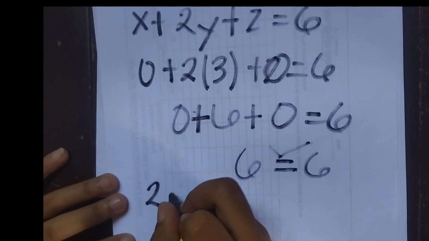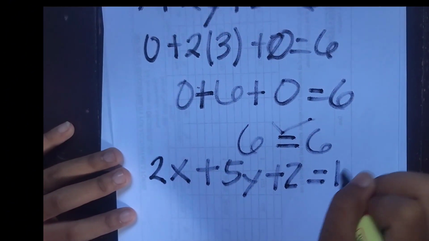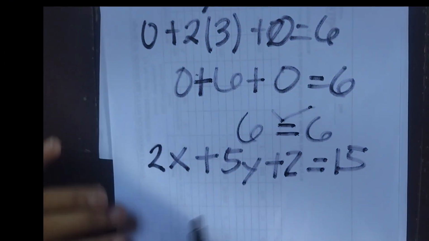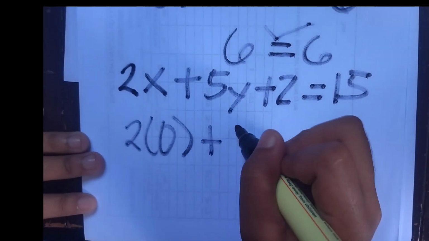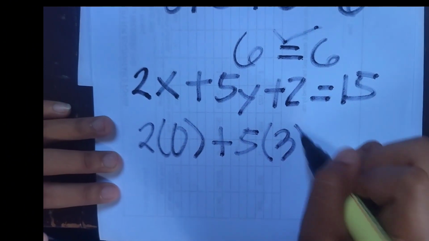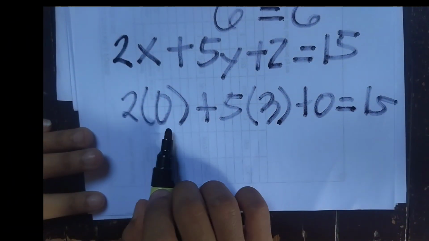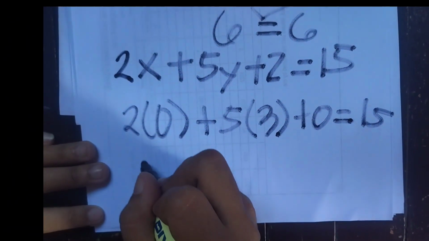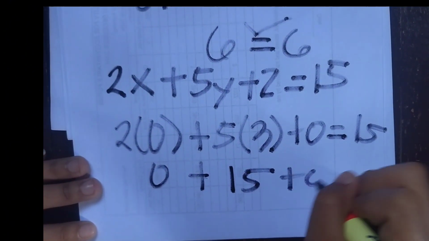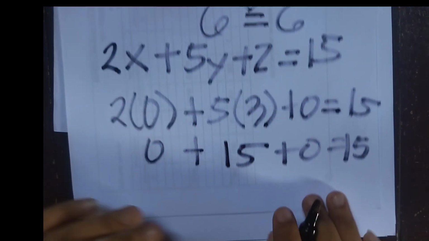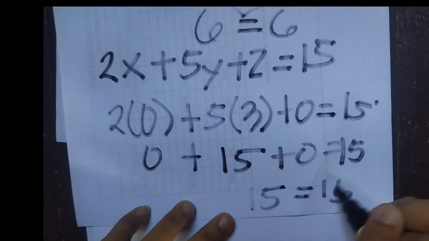Now, atong i-try ni, equal ba? So, 2x plus 5y plus z is equals to 15. Alam yapon silang ipang substitute. So, 2 times 0 plus 5 times 3 plus 0 equals to 15. Now, 2 times 0 is equals to 0. Plus 5 times 3 equals 15. So, plus 0. Now, let's add this. 0 plus 15 plus 0 is equals to 15. Then, 15. So, equal siya.